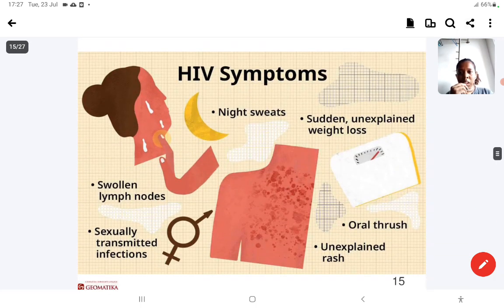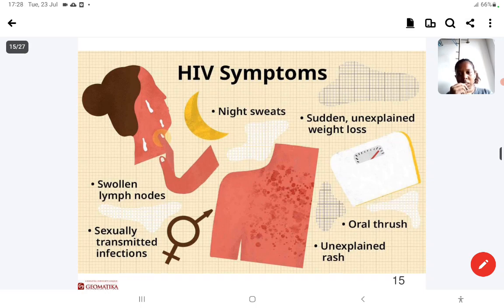Okay, this one is the picture which shows what the HIV symptoms are. It can be night sweats, sudden unexplained weight loss, sore throat, unexplained rashes, swollen lymph nodes, sexually transmitted infection.